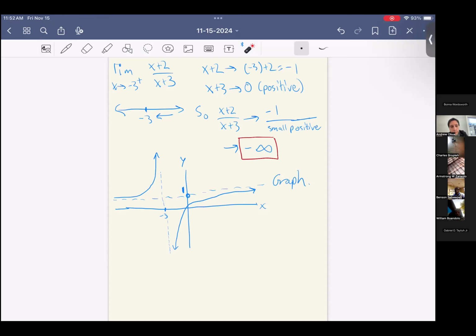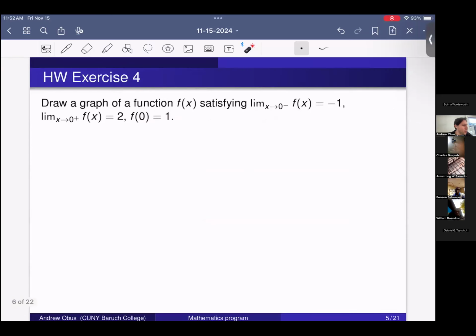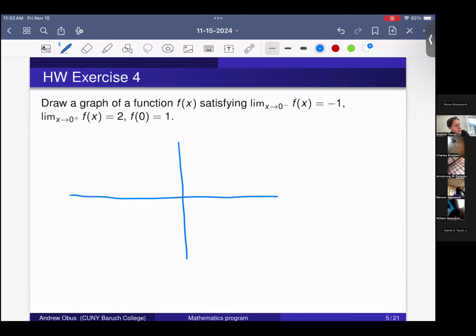Okay. All right. So this last one I'm just going to do because it's hard to have you draw a graph while you're here. So draw a graph of a function f of x satisfying that the limit as x approaches 0 from the left of f of x is -1, the limit as x approaches 0 from the right of f of x is equal to 2, and that f of 0 itself is equal to 1. So let me just say, how would we draw something like this?